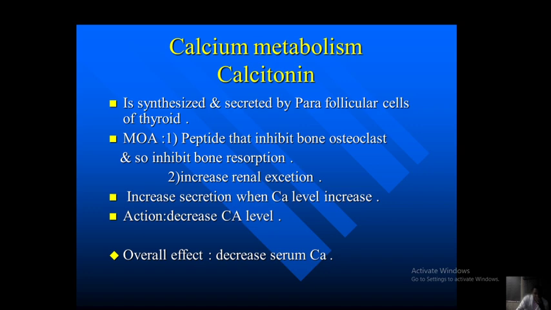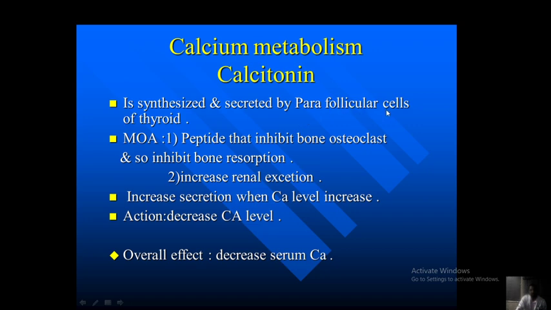Okay, so let's see calcitonin. It has a very small function. The function is opposite to PTH. If you forget, then just see what the function of PTH is. PTH raises plasma levels of calcium and phosphorus, and calcitonin will do the reverse of that. Let's see how it does that. It takes calcium from the plasma and delivers it to the bone.